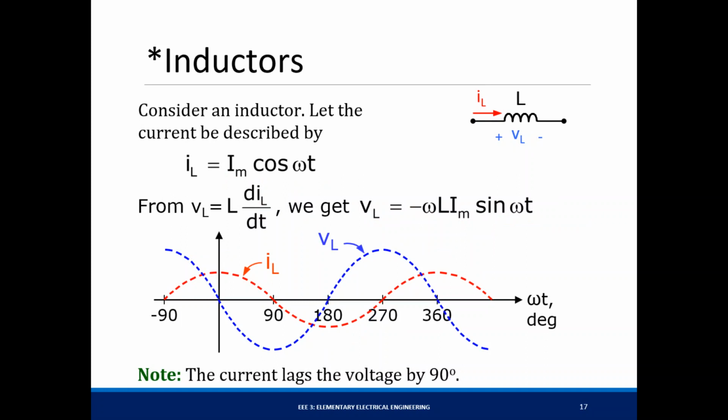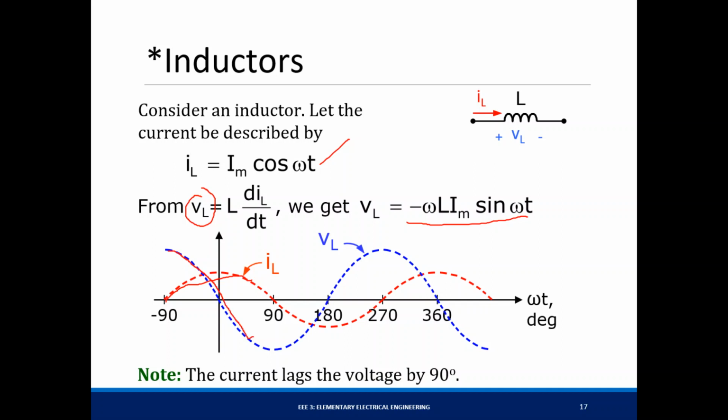For inductors, let the current be this expression. If we plug it in to get the voltage of the inductor, so we just get the derivative, we'll get this expression right here. Okay, so if you're going to plot that, your current is a cosine function, so it's this one. Your voltage is a negative of a sine function, which is this one.